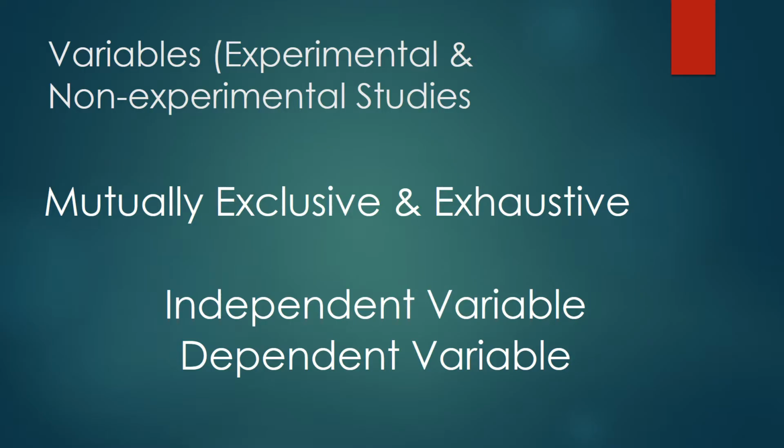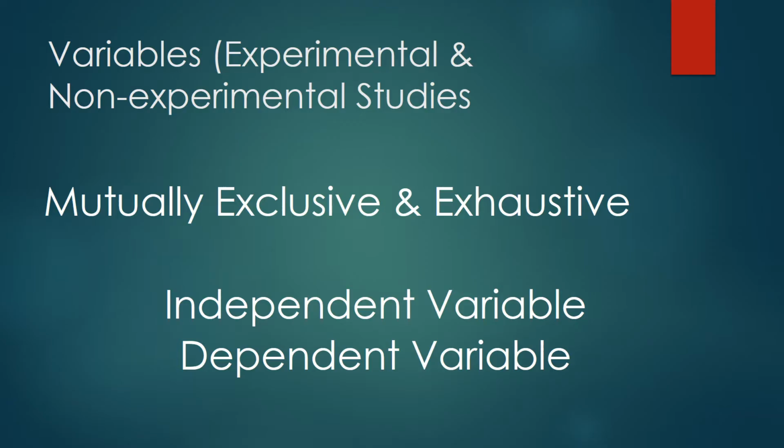Now, variables. We have independent variables and we have dependent variables. An independent variable is the stimulus or the input or the treatment variable. Treatment if we're talking about an experiment. Otherwise, it's the input. The dependent variable is the outcome or the response. So you think of it as the dependent variable is the variable that's being acted on by the independent variable.